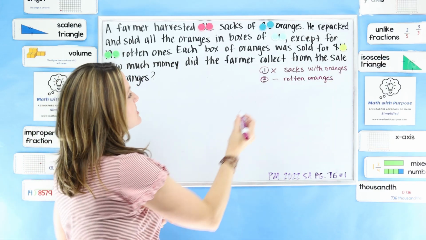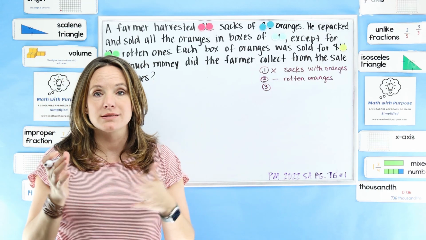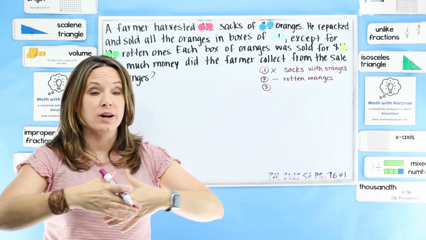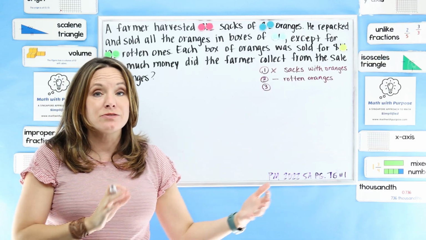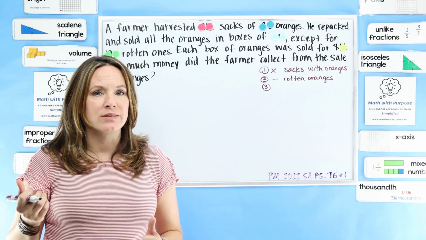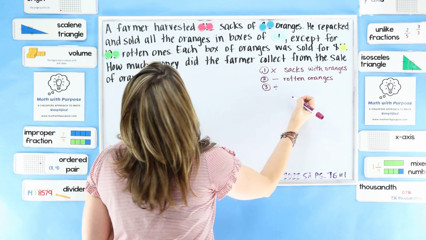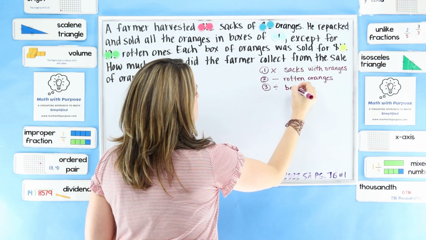What happens next in the story? He's going to repack them into boxes of a certain size. So I've got a whole and I need to divide it into an equal number of groups. What operation does that sound like? Division. Now we need to divide into the boxes, right?